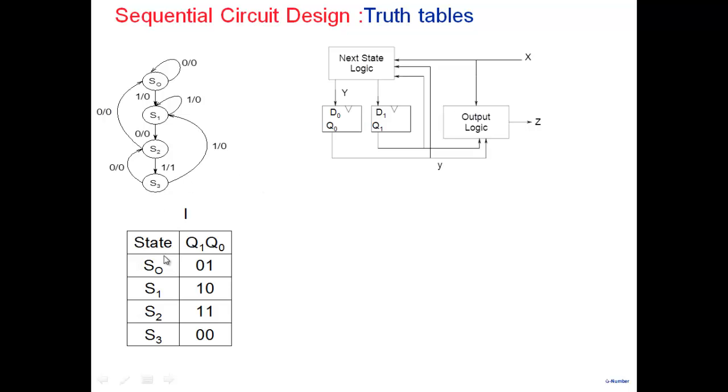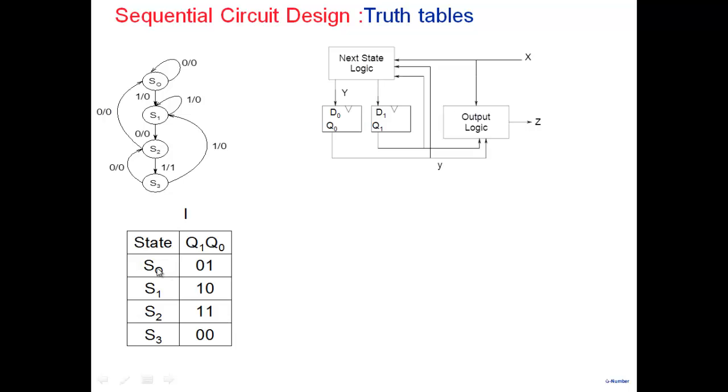So this is an arbitrary encoding scheme here: S0 is 01, S1 is 10, S2 is 11, and S3 is 00. There are many different ways of encoding. We could have taken S0 as 00, S1 as 01, and so on and so forth. And we'll see shortly what the consequences of choosing different codes are.